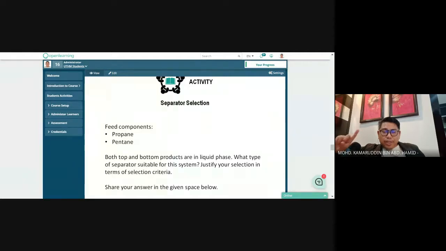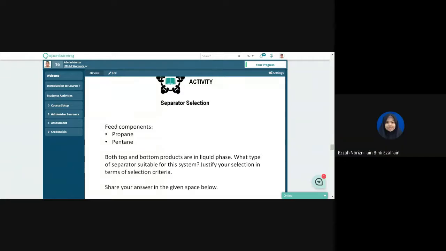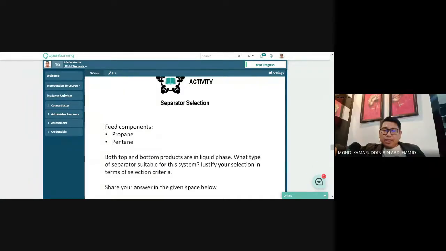But when we are talking about purity, purity at the top and purity at the bottom, this question does not mention it. Okay, let's say there is another criterion: the purity at the top and bottom should be maintained at a certain value. Which one do you think you can use? Distillation column. Yes, you should use a distillation column because you need to be able to control the top and bottom purity.